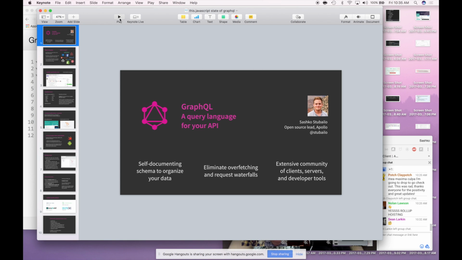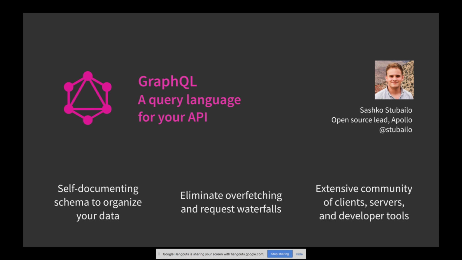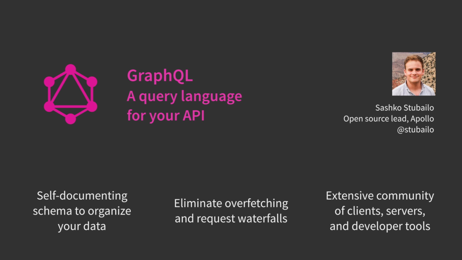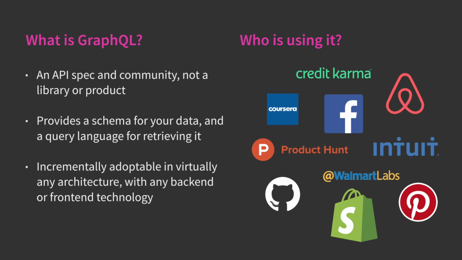All right, so we've seen a little bit about what it's like to use GraphQL. You can extrapolate from that. Learn about it. So like I said, the most important part is that it's not a library or a product. It's not a repository on GitHub. It's not a particular service. It's a specification currently maintained by Facebook.